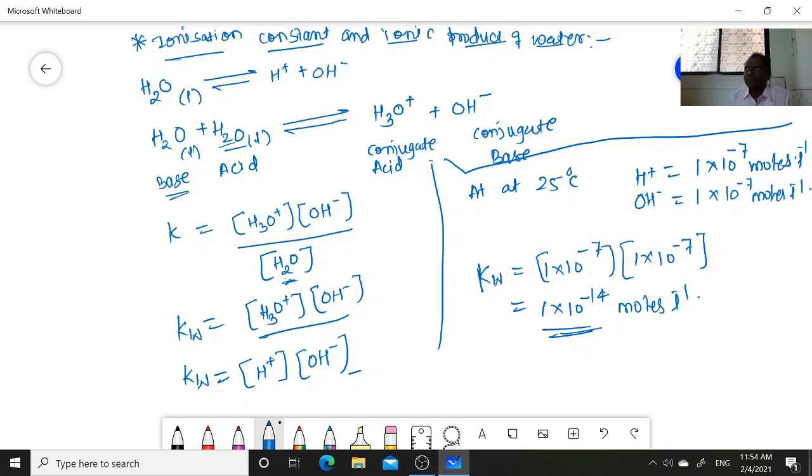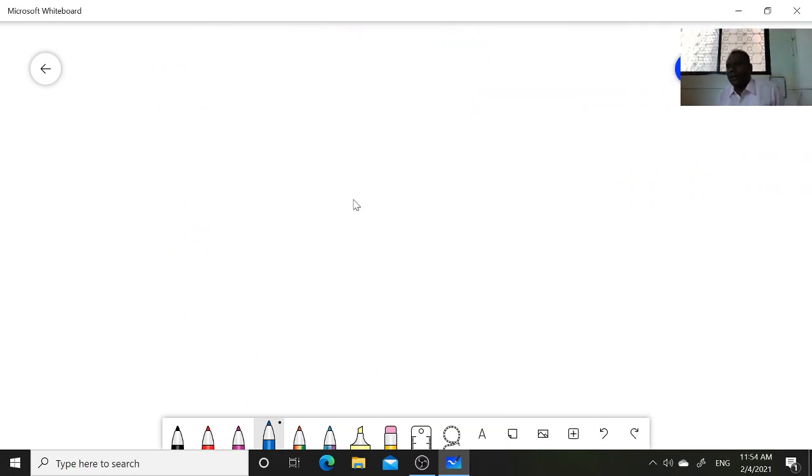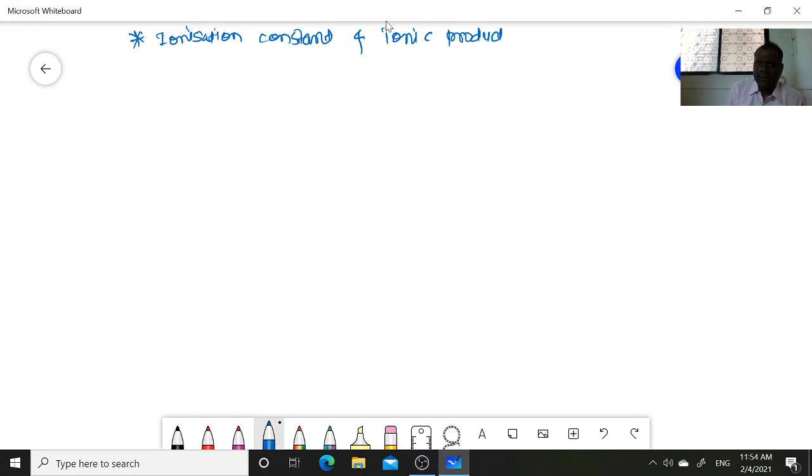Now next, we will learn the relation between the ionization constant and the ionic product of water. Relation between ionization constant and ionic product of water. We will see the relation between the ionization constant and the ionic product of water.